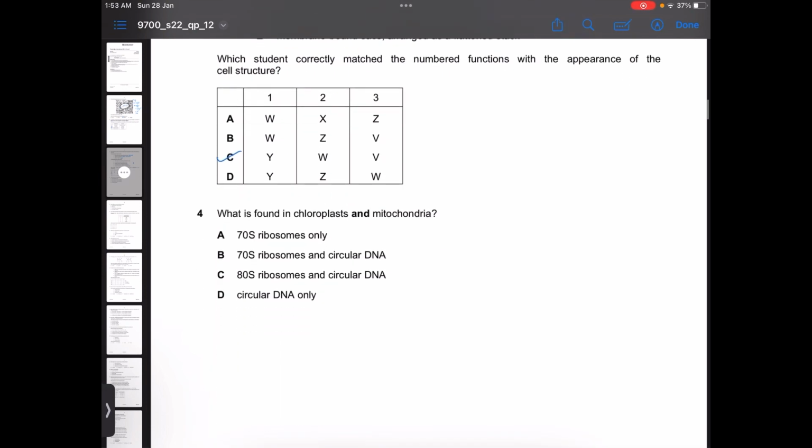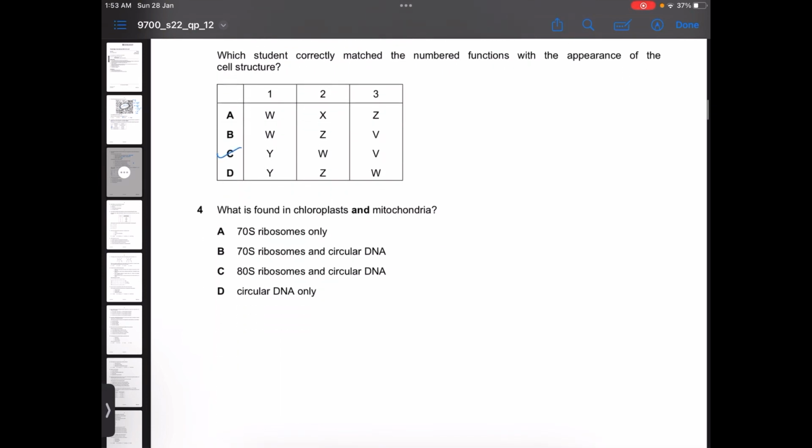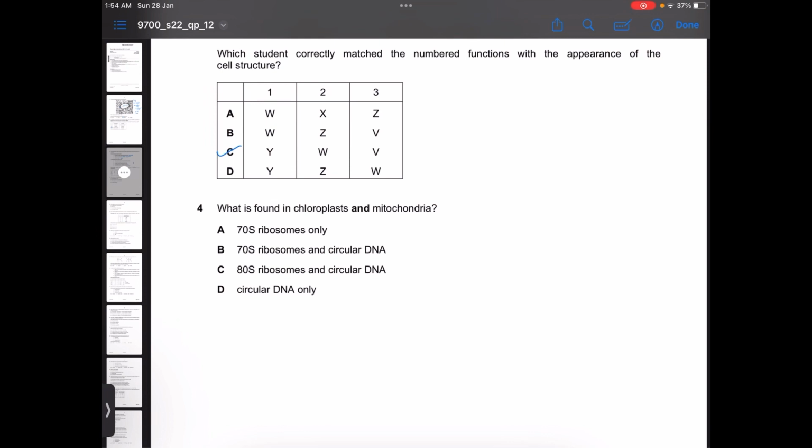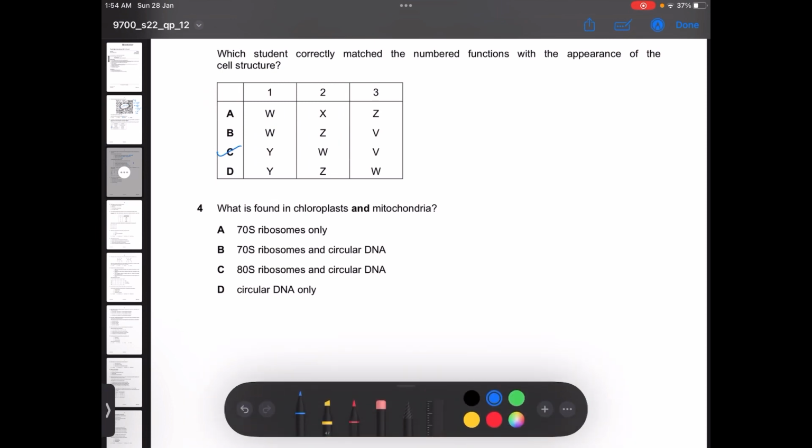Okay. What is found in chloroplast and mitochondria? Chloroplast is basically similar to prokaryotes, so it will have a ribosome which is 70S, and it will have circular DNA. Also, mitochondria also have circular DNA and 70S ribosome, so it will be B.